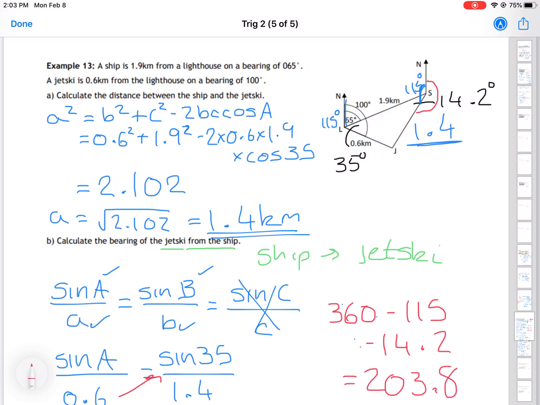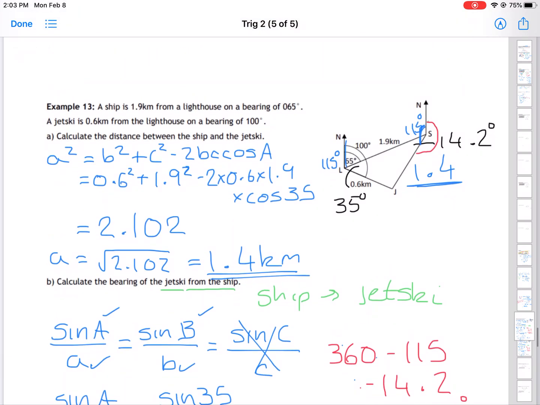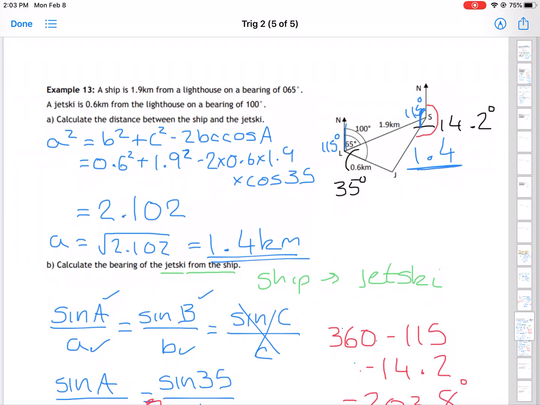230.8 degrees. Now we want a 3-figure bearing, so round that to 3 figures, so it'll be 204 degrees will be our final bearing. And that's quite a lot to consider within this shape. It's a very, very complicated diagram question, so we'll take it as it is and we'll move on to the next ones. You won't see too many like that, but it has to be shown to you just in case.